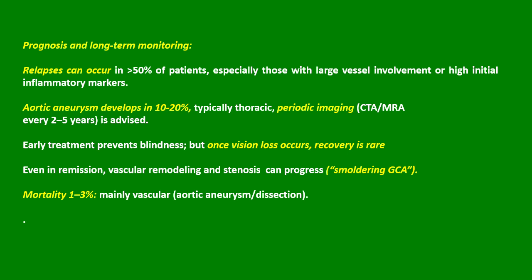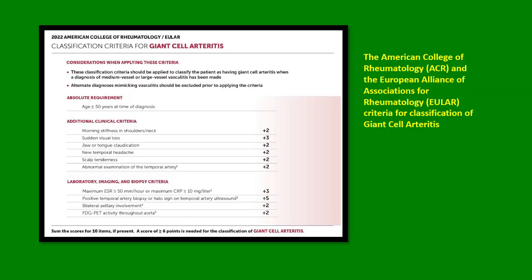Even in remission, vascular remodeling and stenosis can progress, which is called smoldering GCA. Mortality is 1 to 3%, and mainly vascular from aortic aneurysm or dissection. This figure shows the ACR and the EULAR criteria for classification of giant cell arteritis.